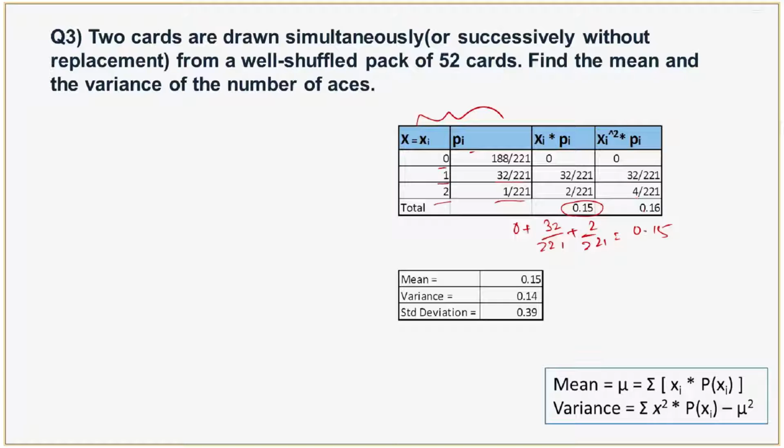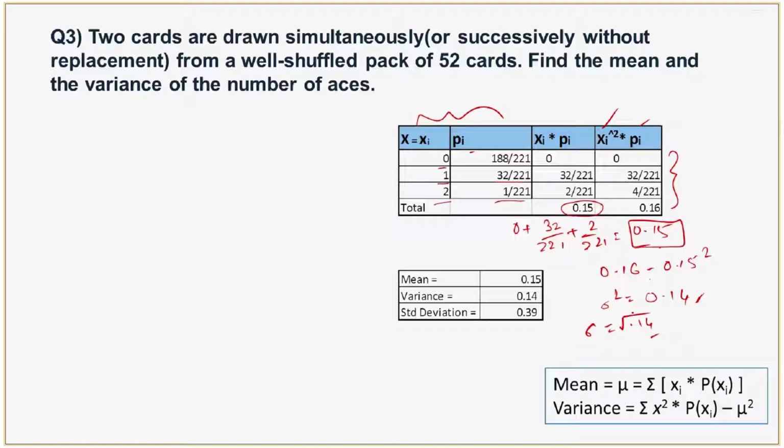So this will be the mean value. You arrived at the mean. You take the square of the random variable, multiply it with the probability, sum it up, and you get 0.16. You subtract the square of the mean value, and you get the variance, that's 0.14. So this will be the variance. Take the square root of the variance and you get the standard deviation.